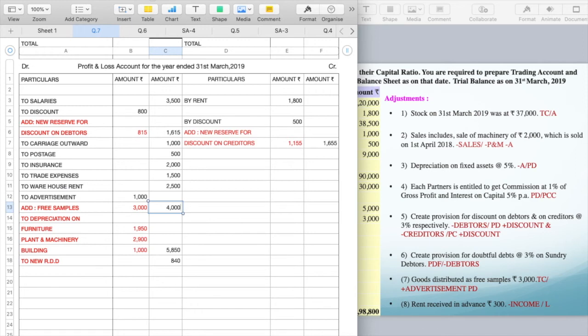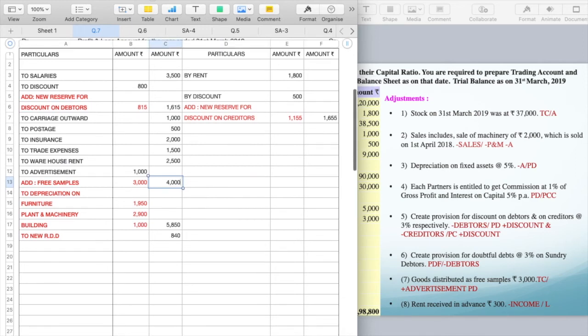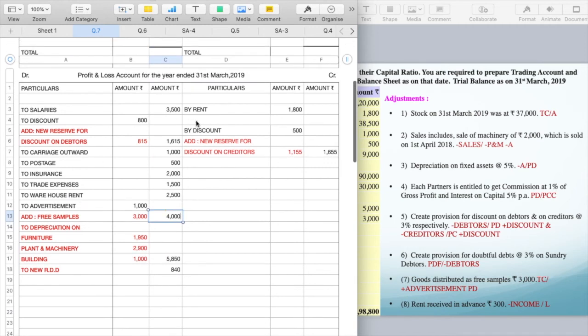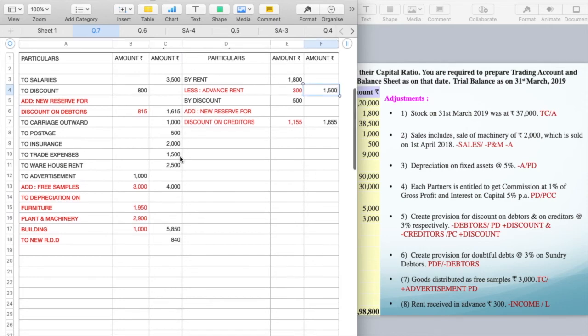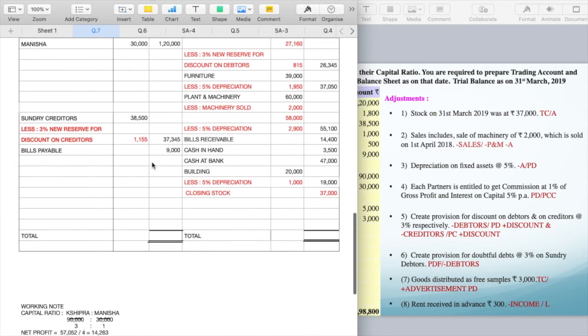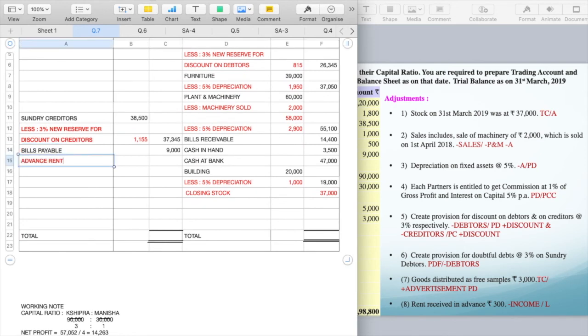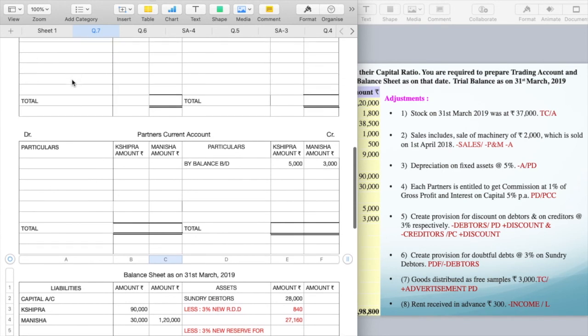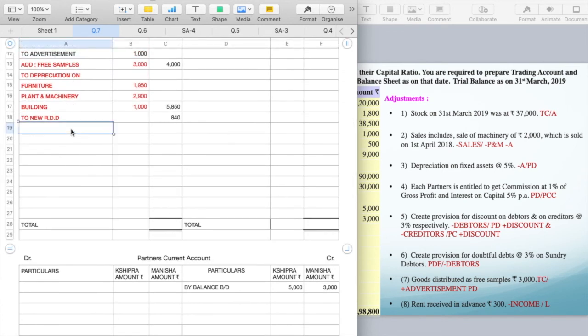Now seventh adjustment. Rent received in advance rupees 300. So advance always less. So less advance rent 300. So in the outer column balance will be 1,500. So advance income, the second effect will go to liabilities, advance rent, outer column 300. Okay. So now fourth adjustment is remaining. So in that, now we can do interest on capital first. So here I'll mention two.